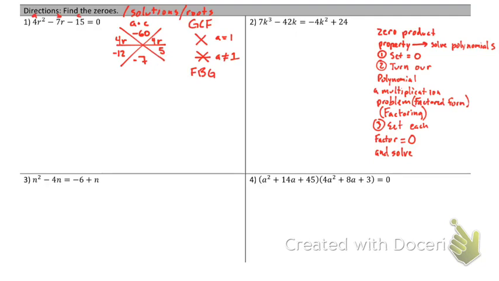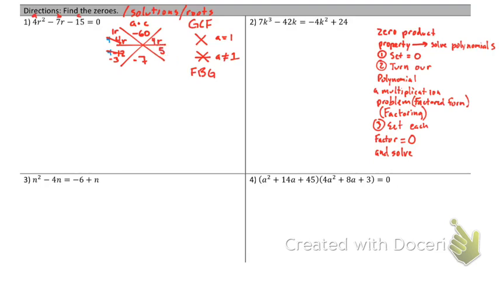Now the snowflake method says we want to reduce this if possible. If you look, we can reduce by 4 here, so in essence, divide by 4. 4 divided by 4 gives me 1r. 12 divided by 4 gives me negative 3. And over here, can I reduce? The answer is no.